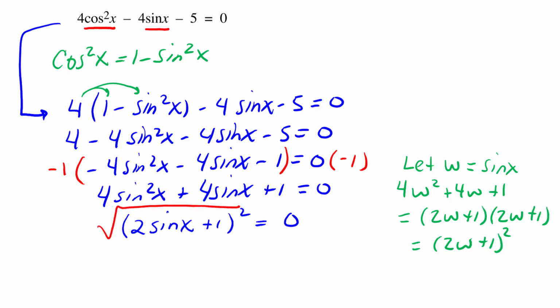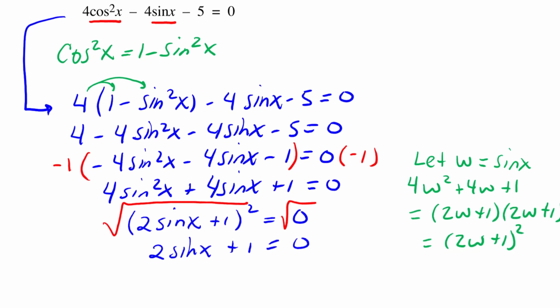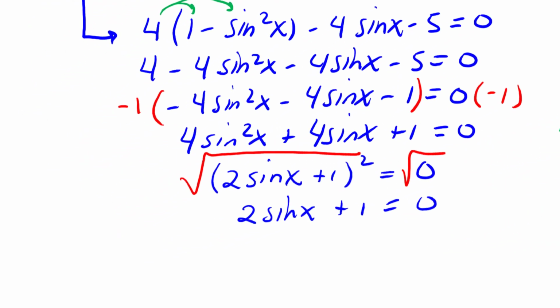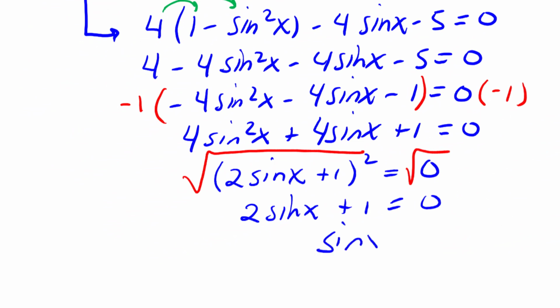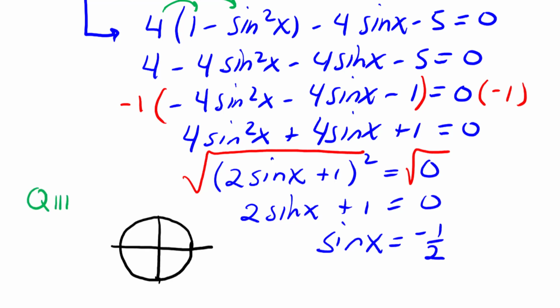Then we'll take the square root of each side. 2 sine x plus 1 equals 0. We don't need to do plus or minus 0 here. Subtract 1, divide by 2. Sine of x is negative 1/2. In the unit circle, sine is negative in quadrants 3 and 4, and sine is 1/2 at 30 degrees. So theta hat is 30 degrees, or pi over 6.